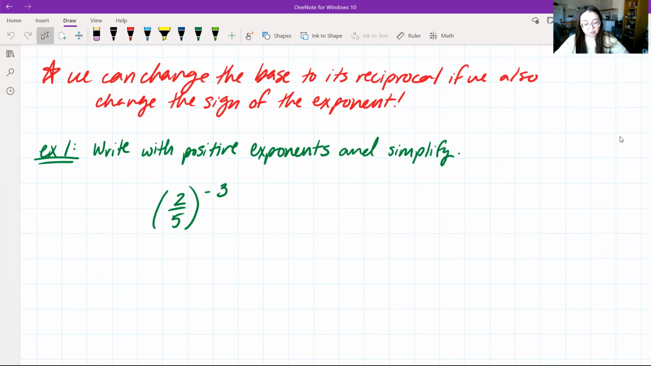So example 1, we want to write with positive exponents and then simplify. The expression we're given is 2 divided by 5, raised to the power of negative 3.